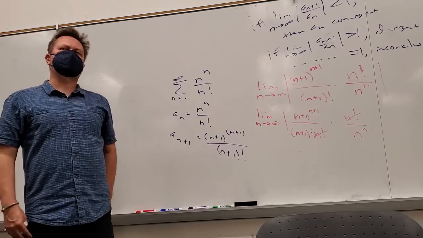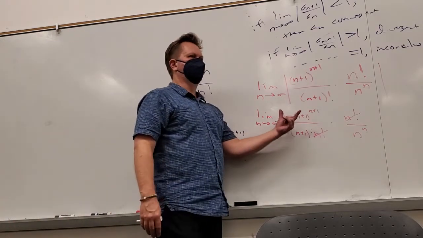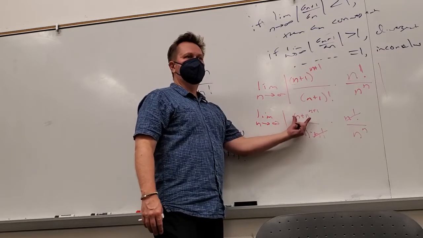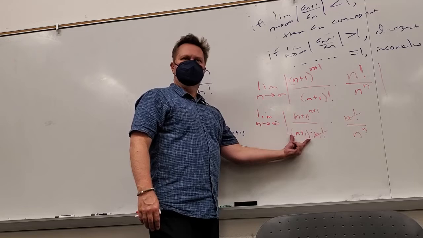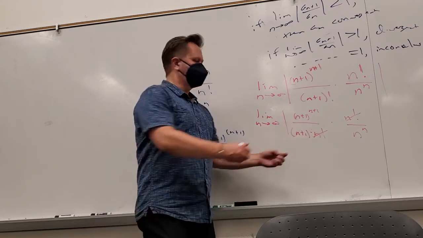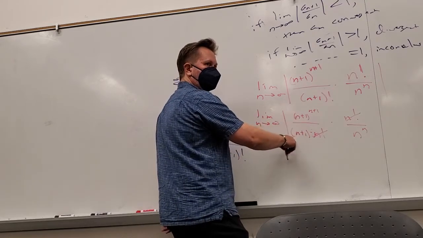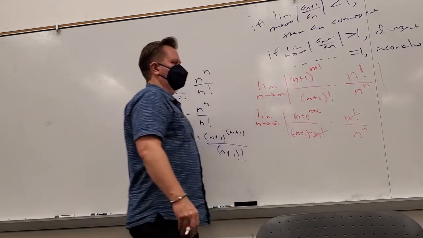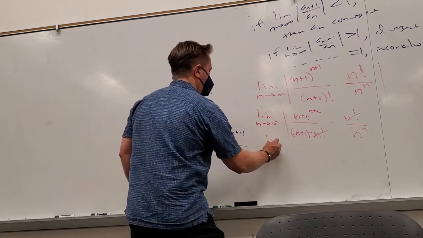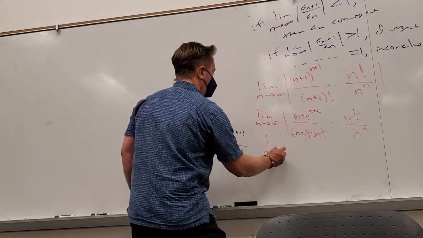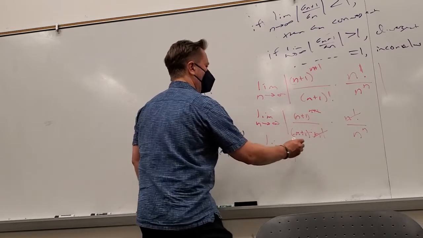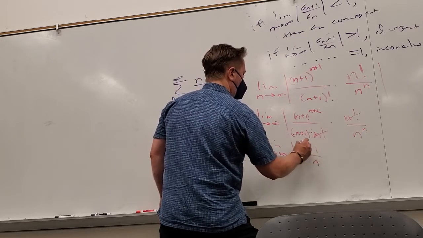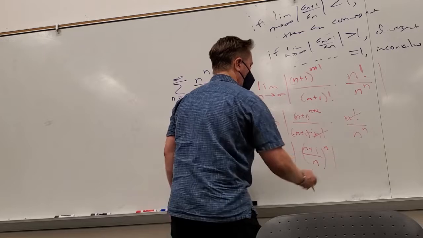How many n plus 1s are on the top? There's n plus 1, n plus 1. How many can I lose? Just one. I can kill one of them, right? Doesn't one of these n plus 1s cancel? Yeah, it's just (n+1) to the n. So let's see what we got now. We got the limit as n goes to infinity of (n+1) over n, to the n.